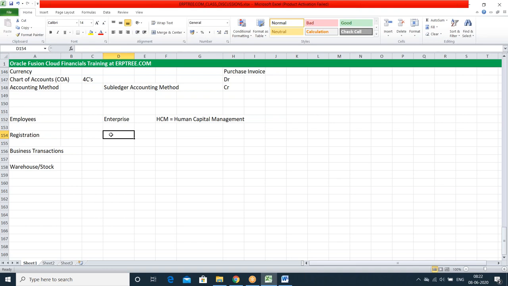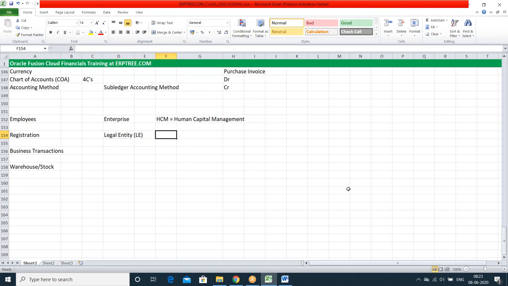To maintain the company registration information, we have to create a legal entity in the system environment. Legal entity, say LE. With the legal entity information, to maintain the registration information, you have to create the legal entity in the system.